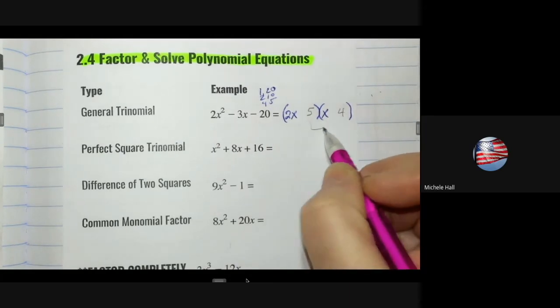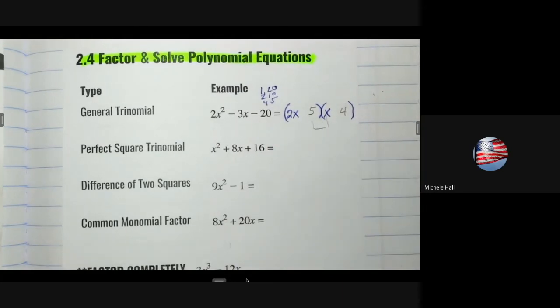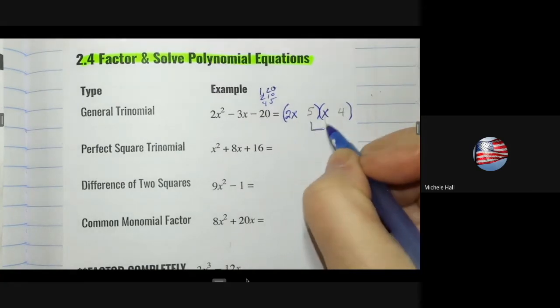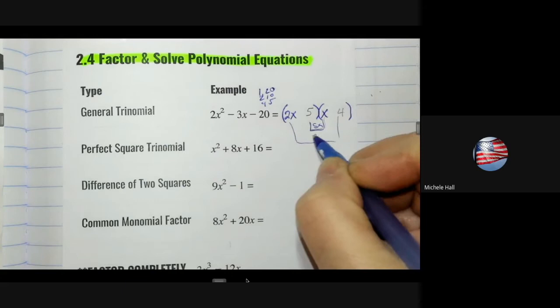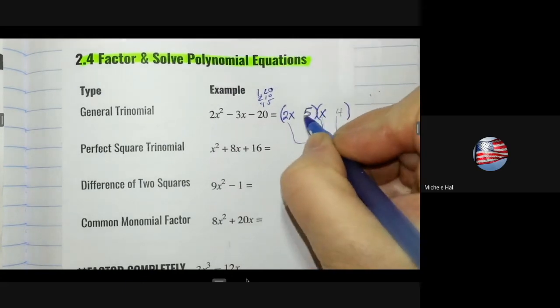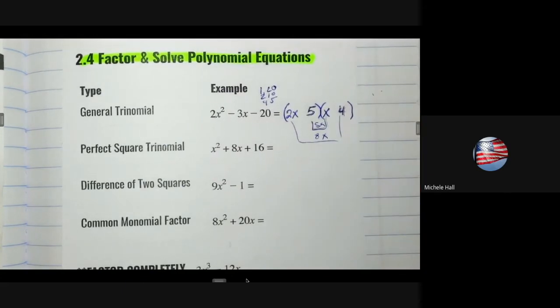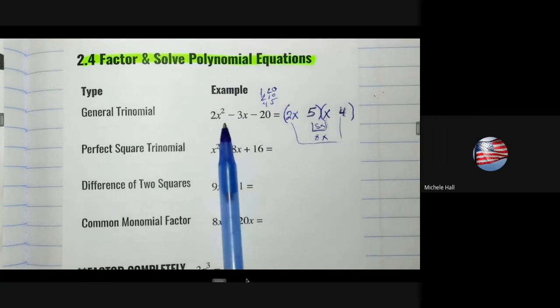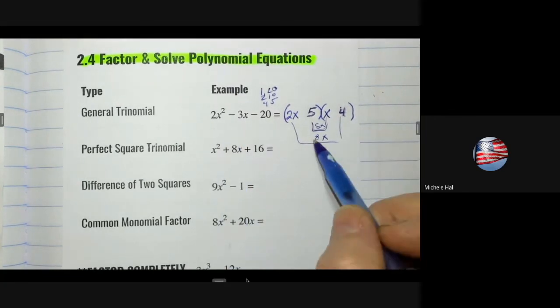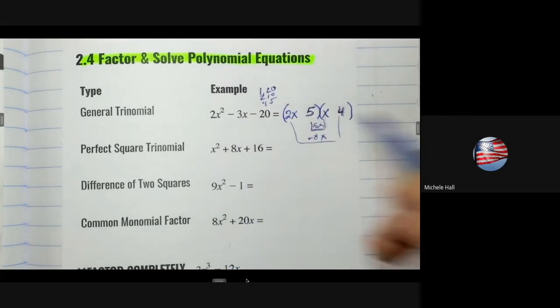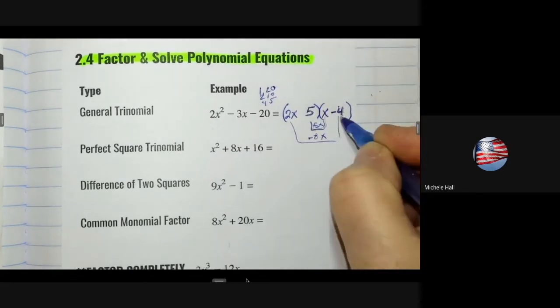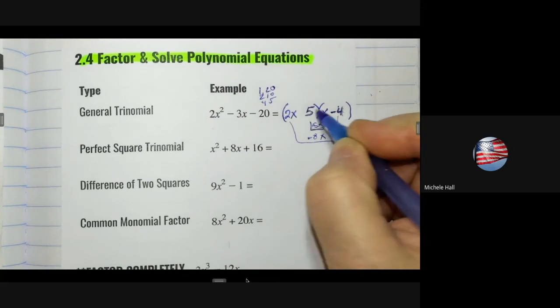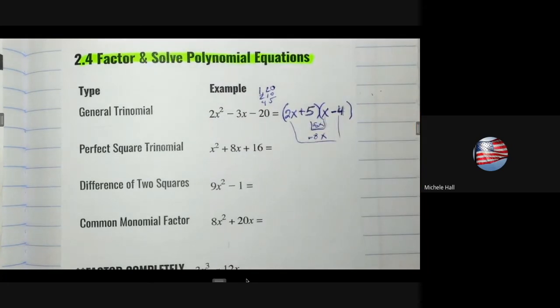So the middle term is 5x, and the outer term is 8x. So 5 and 4 work. Now I just need to get the signs in there. I need a -3. So that would be -8x and positive 5x. -8 comes from here, 2 times -4, and then the 5 is positive, and that is fully factored.